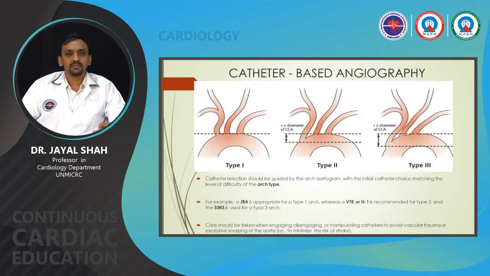This is just a brief guide on how to select the catheter on the basis of the anatomy of the aortic arch. Whenever the origins of all the major branches of the aortic arch lie within more or less the same plane, it is a type 1 arch. When the origins of the major arteries lie more than 1 but less than 2 diameters of the common carotid artery apart, it is a type 2 arch. But when they originate at a wider width of more than 2 diameters of the common carotid artery, it is a type 3 arch. The JR4 catheter is appropriate for a type 1 arch, while a Vitek or an H1 is recommended for type 2, and a Simmons is an ideal catheter for a type 3 arch.